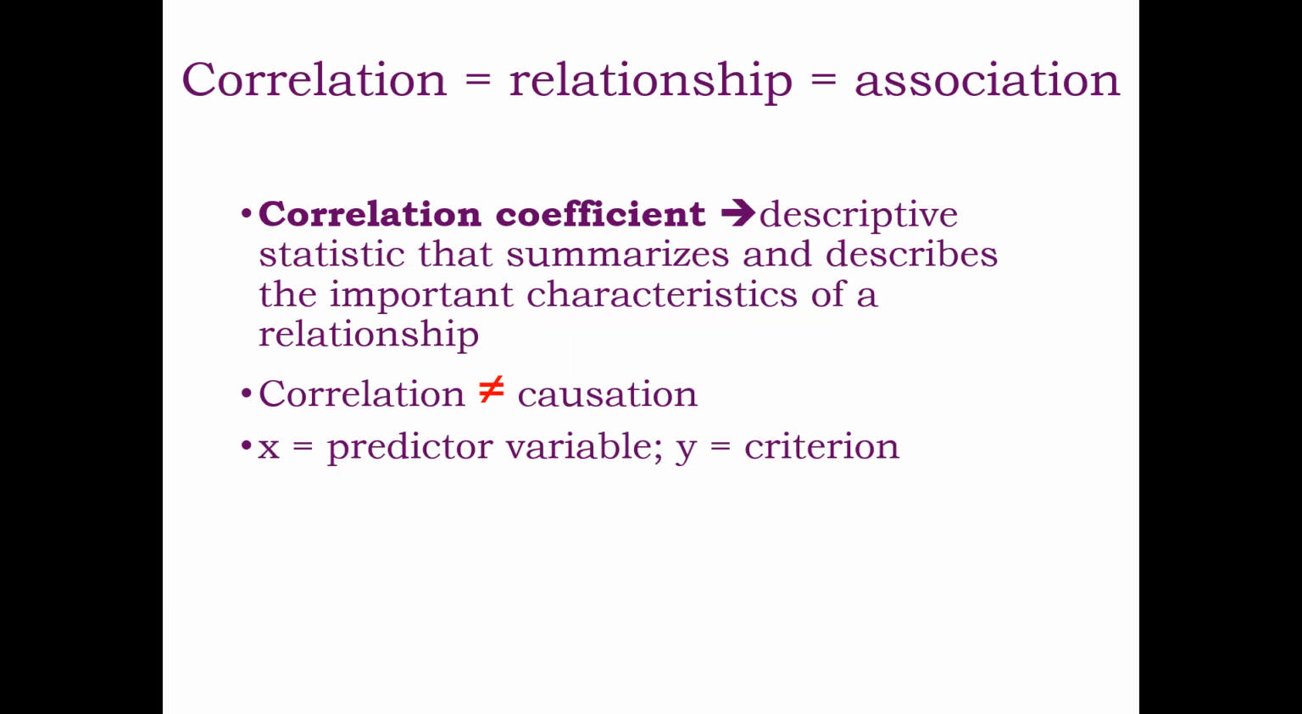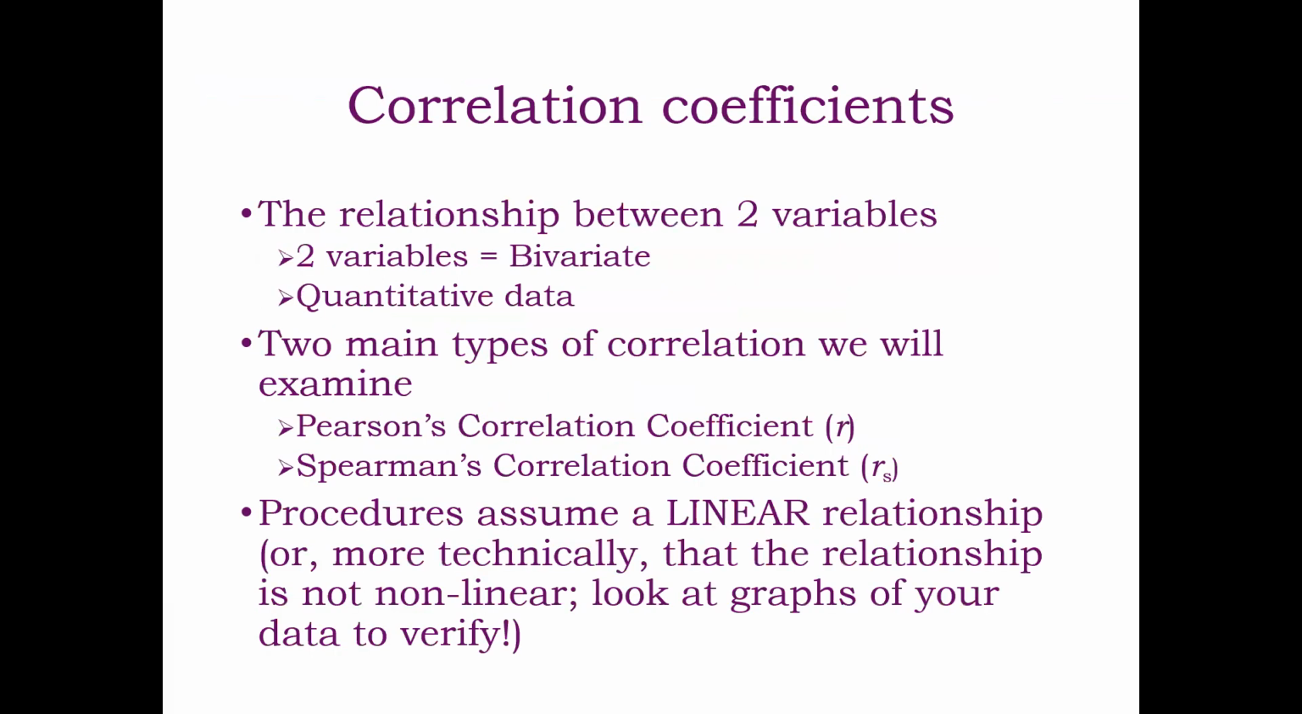We frequently talk about one variable that we put on the x-axis in a graph as the predictor variable, and the other variable that we put on the y-axis as the criterion. But this doesn't mean that we have any evidence of causality. So when we're talking about this, just think relationship, association.